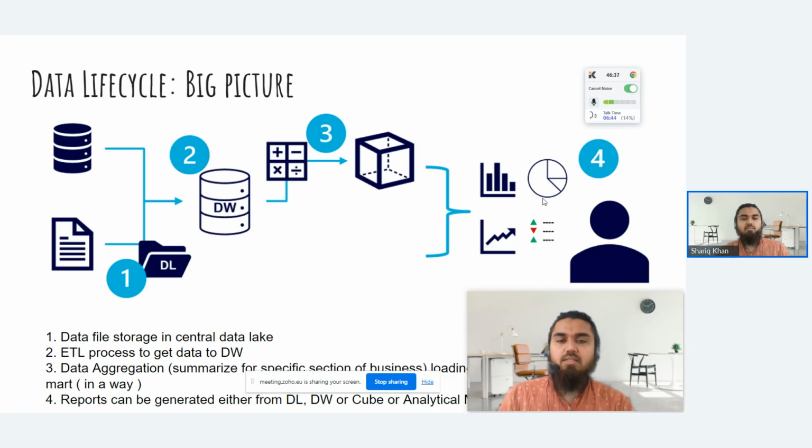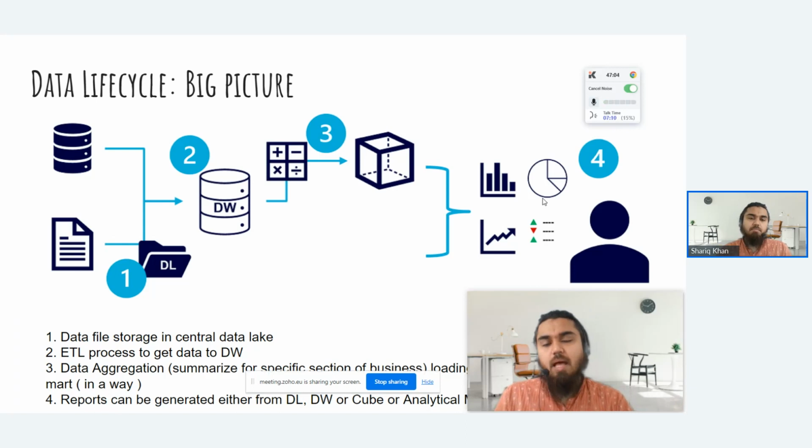And then there is some aggregation. There is some selecting a specific column and so on for specific department of the company. And this specific data is stored in data mart. And this data mart is kind of a specific relational database for a specific department of a company.